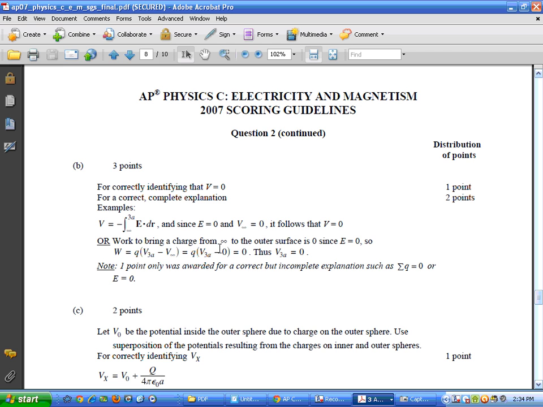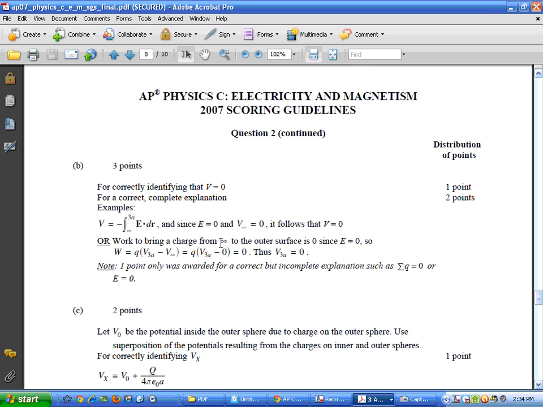The other way that we had said it is that the work done to bring a charge is 0, since the electric field is 0. Only 1 point of those 2 points is awarded if you just said that the total charge is 0 or that E equals 0. You could have gotten some credit, but that wouldn't have been a complete explanation.